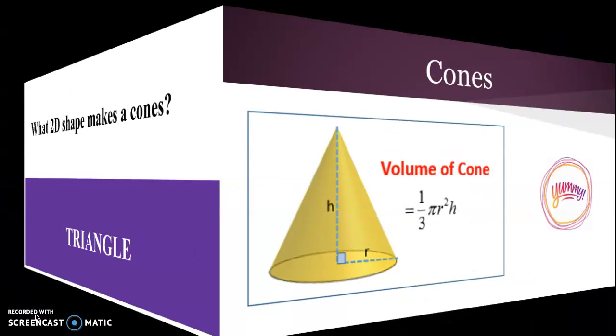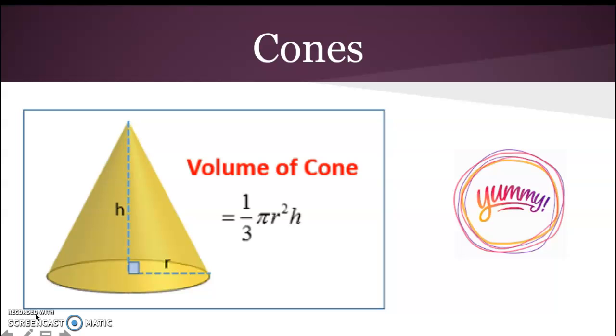With that said, in your notebook, let's go ahead and copy the formula. When you think of cone, think of ice cream cone. 1/3 pi r squared h. The r is your radius and the h is your height. We're going to do 3 examples today. The first 2 are straightforward. The second one is a little bit more of application.